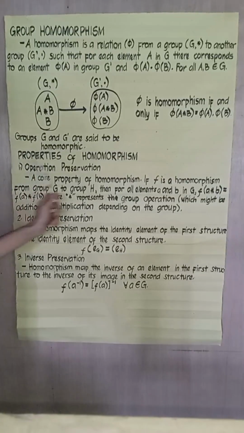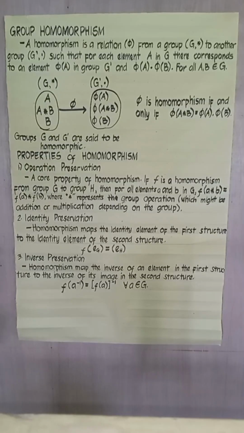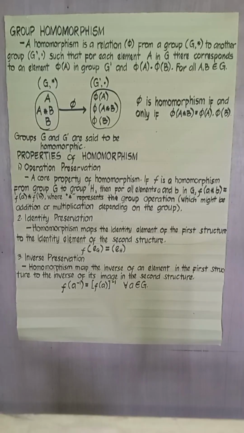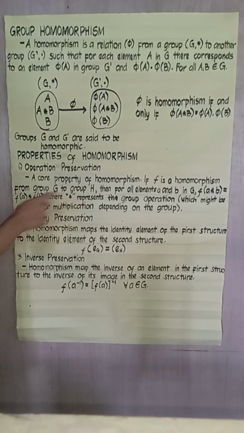Next are the properties of homomorphism. First is operation preservation, a core property of homomorphism. If F is a homomorphism from group G to group H, then for all elements A and B in G, F of A star B equals F of A star F of B, where star represents the group operation, which might be addition or multiplication depending on the group. So this operation preservation is the condition.